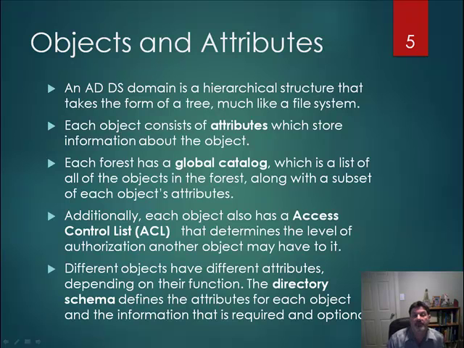Each forest does have a global catalog, which is really just a list of the objects in the forest, along with a subset of each object's attributes. And every object in the domain, or every object really in Microsoft World, has something attached to it called an access control list, also abbreviated as an ACL.